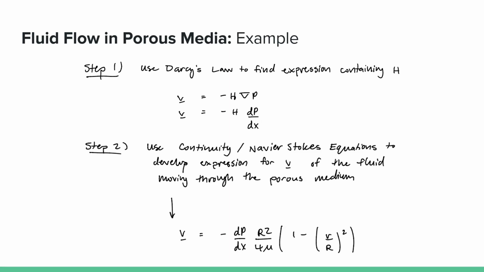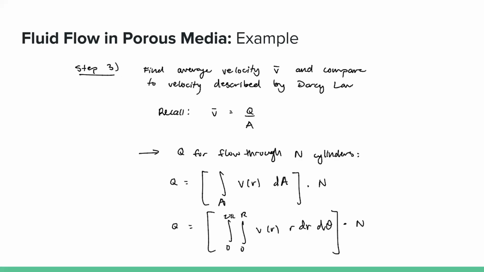To find the average velocity, first we have to find the velocity moving through a cylinder by using the continuity and Navier-Stokes equations to develop an expression for V moving through each pore. I'm not going to show the actual derivation of this, but V moving through a cylinder is equal to negative dP over dx times R squared over 4 mu times 1 minus r squared over R squared. Step 3 then is to find the average velocity and compare that to the velocity as I just described.